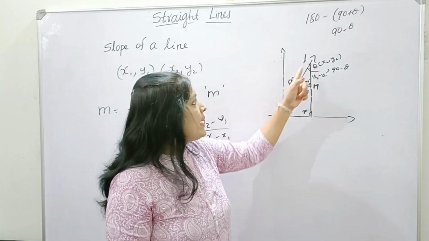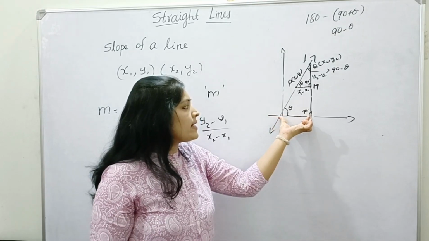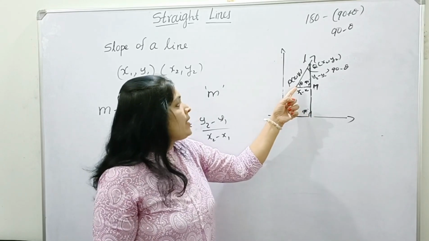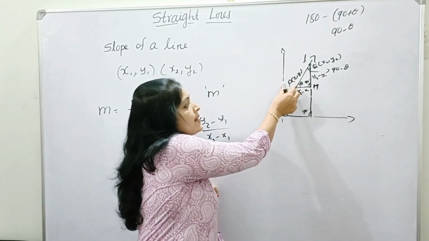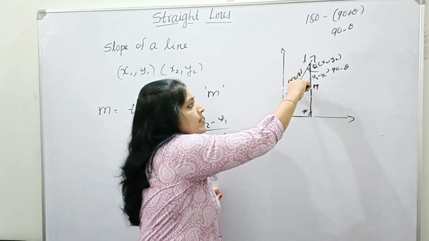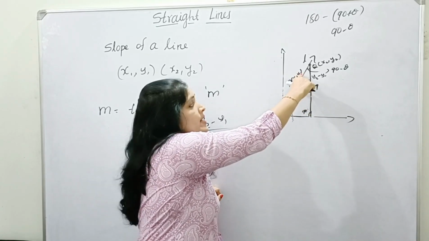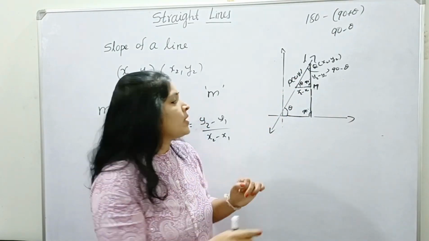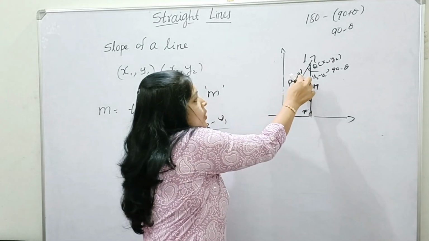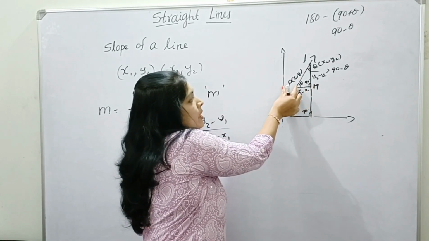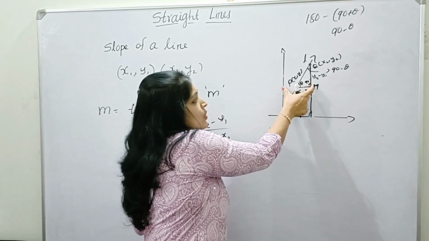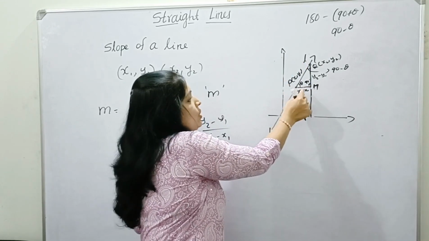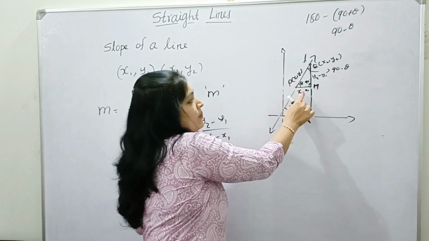Understood? Why? Because it is the point x2, y2, which means the distance from origin to here is x2. And since it is x1, y1, we have to consider the x-axis. The x coordinate means it is the measurement along the x-axis. So here it is the point x1, y1. From here to here is x1, and to here is x2. So this is nothing but x2 minus x1.